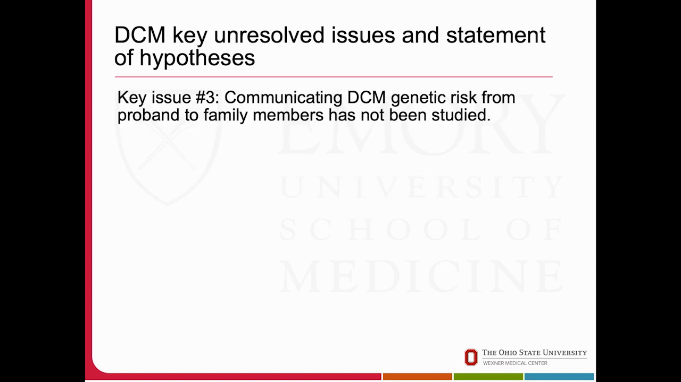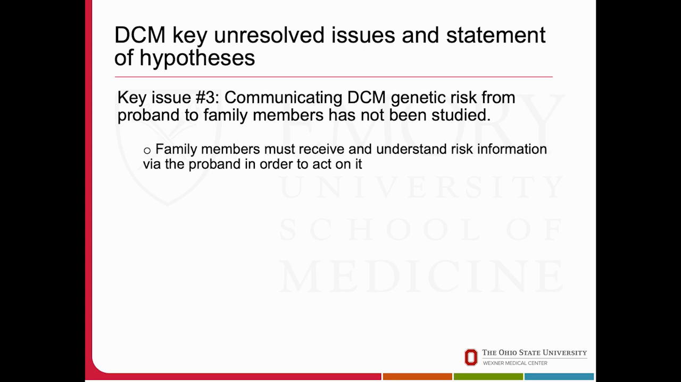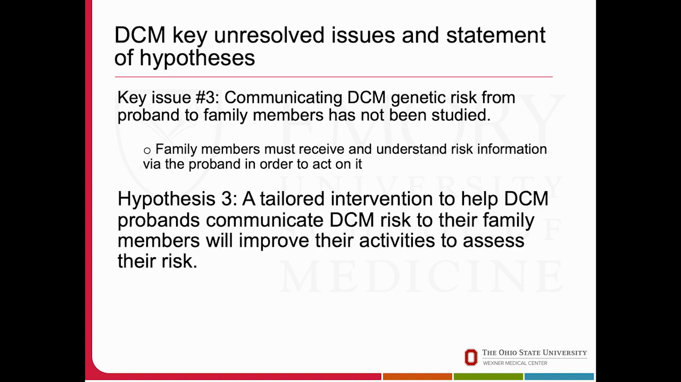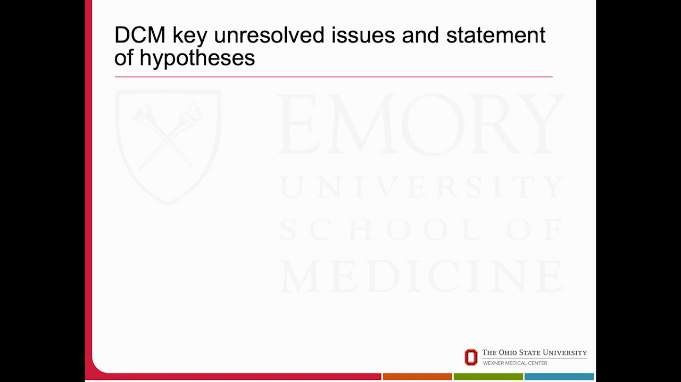The third issue is that communicating risk from proband to family members has not been studied. Of course, the key thing is in the US where we have HIPAA, you just can't inform family members of somebody else's medical information, even if you know the family members, so family members have to receive and understand risk information via the proband to act on it. And so we have devised, as part of this study, a tailored intervention to help DCM probands communicate risk to their family members, and we think that will improve the outcome.